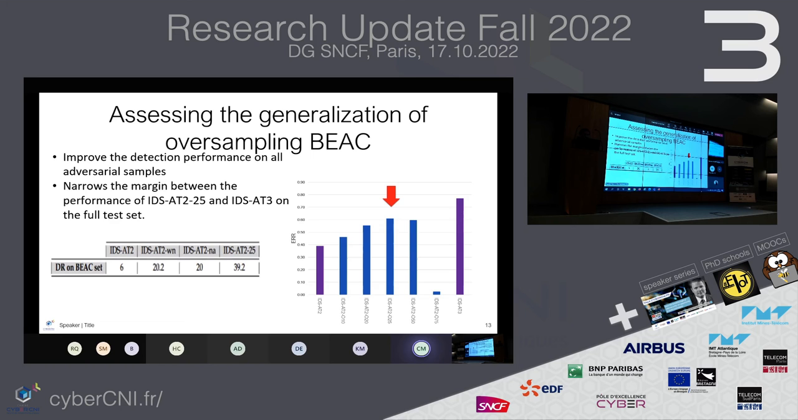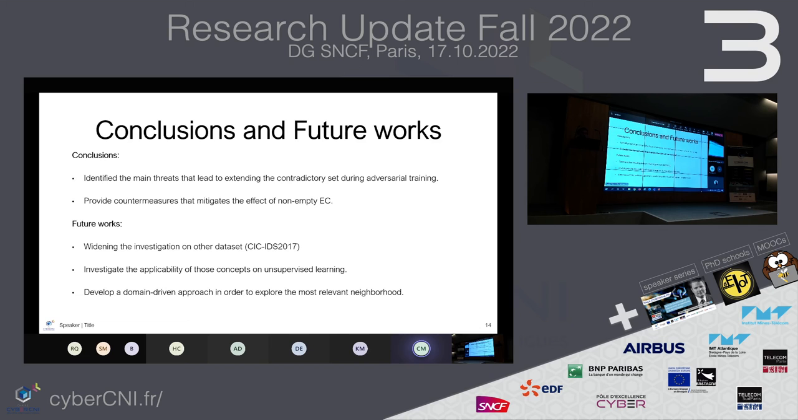Okay, so conclusion, we identify the main threat that leads to extending the contradictory set during adversarial training. We provide the countermeasures that mitigate the effect on non-empty contradictory dataset. And all this work is done on one definition of the neighborhood, which is INA. And this work was published at the Secret conference.